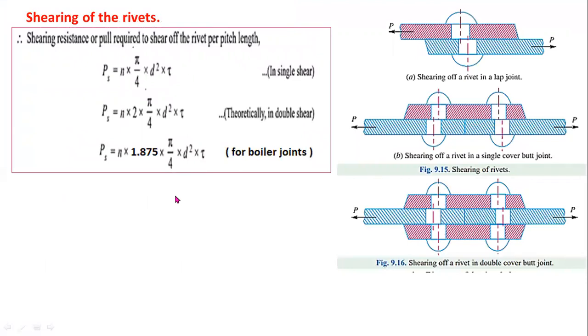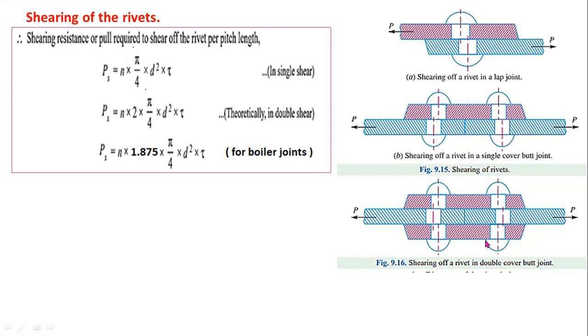Now this is very important. This is the shearing of the rivets. This is a lap joint. In a lap joint, you can observe single shear: the rivet may fail at one place. Here also the rivet may fail at one place. So for butt joints with single cover, you have to consider single shear. For all types of lap joints, you have to consider single shear.